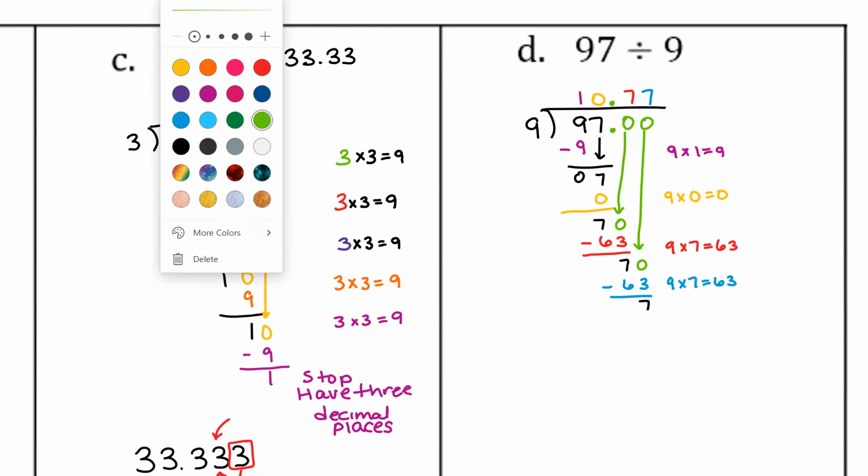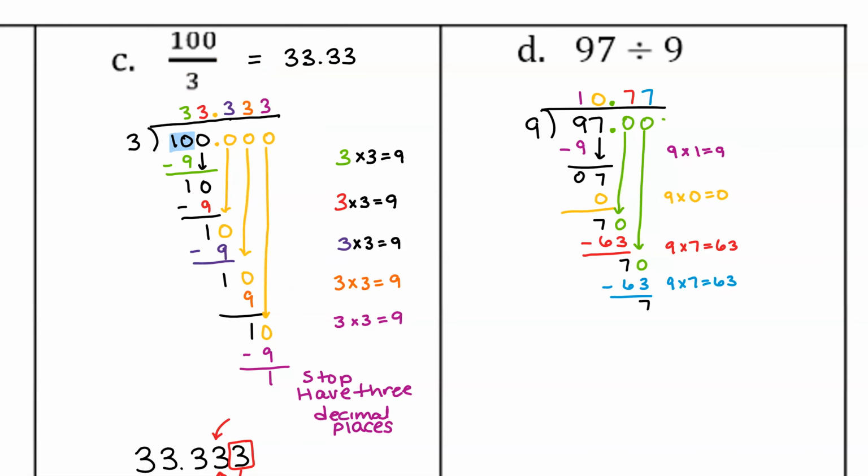So I'm going to tack on another 0. And I'm going to do it one more time. So what do I times 9 by to get close to 70? Well, still 9 times 7 makes 63. So I'll put 63 here. And sure, when I do the subtraction, I get 7. But I can stop because now I have 3 decimal places.